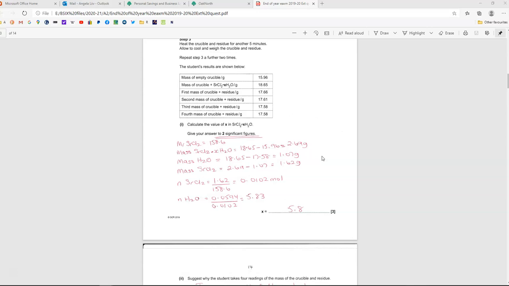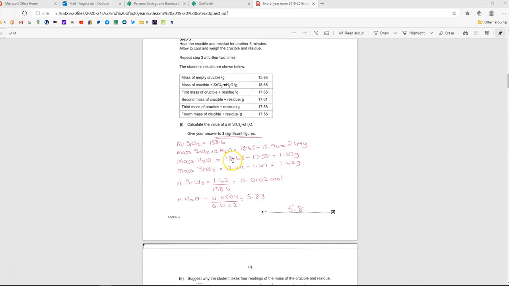And then you're asked to calculate the value for X. So you needed to be able to work out which bits of information you needed, and I've tried to highlight that. So you need your relative mass of strontium chloride without the water, okay? And then obviously you had to work out how much hydrated strontium chloride you started with. So you needed to have your crucible with the salt and take away the mass of the empty crucible, which tells you had 2.69 grams of the hydrated salt.